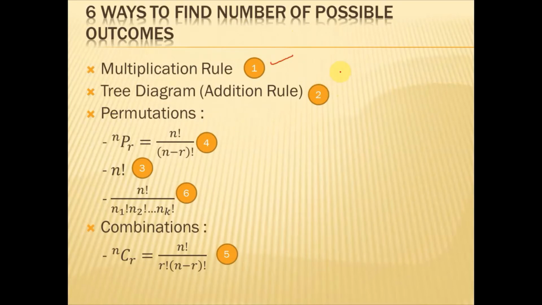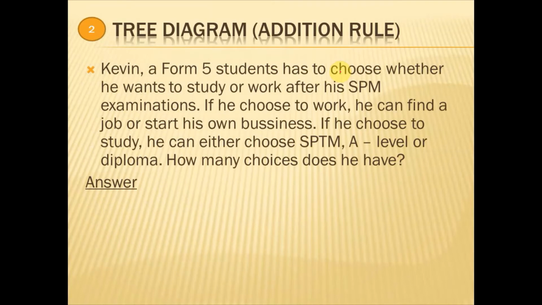Okay, next. So we did the multiplication rule. Next we go to the tree diagram rule, or addition rule. This one is best if I show by example. Kevin, a Form 5 student, has to choose whether he wants to study or work after his SPM examinations. If he chooses to work, he can find a job or start his own business. If he chooses to study, he can choose STPM, A-level or diploma. How many choices does he have?